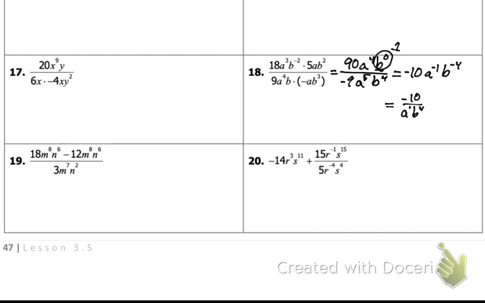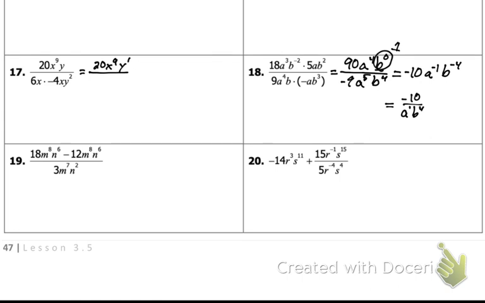Number 17. Well, I got it up there, don't I? Okay, now remember, we simplify the tops and bottoms first. Nothing I can do on top. That's just one thing, right? So the top's going to remain 20x to the 9th, y to the first. I'm going to put a first there so I don't forget about it.